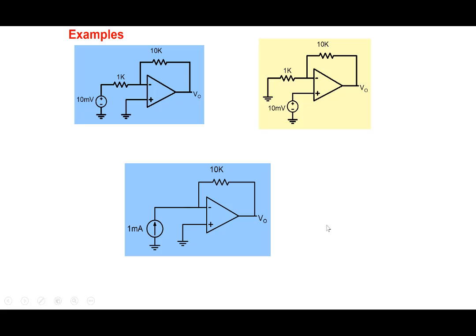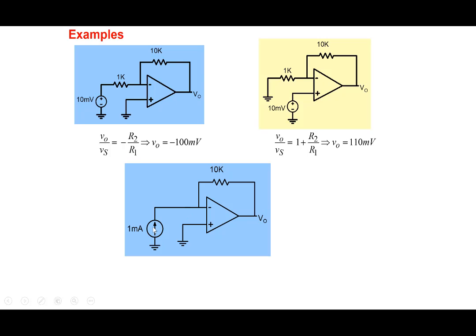And so let's look at these examples here. How do we analyze this? This is an inverting amplifier. V0 by Vs is minus R2 by R1. So V0 is minus 100 millivolt. In this case, V0 by Vs is 1 plus R2 by R1. So we get V0 equal to 110 millivolt here. R2 by R1 is 10, so 10 plus 1 is 11. 11 multiplied by 10 gives us 110 millivolt.